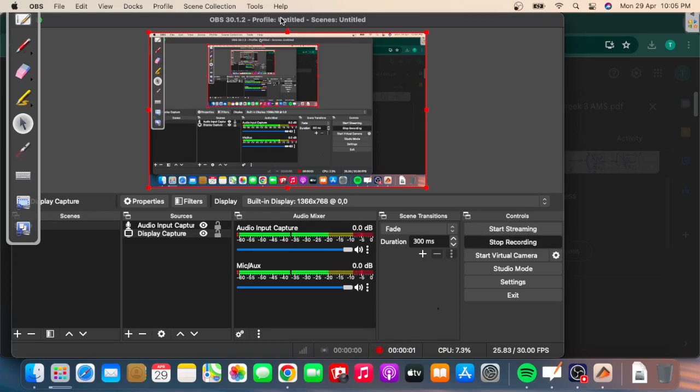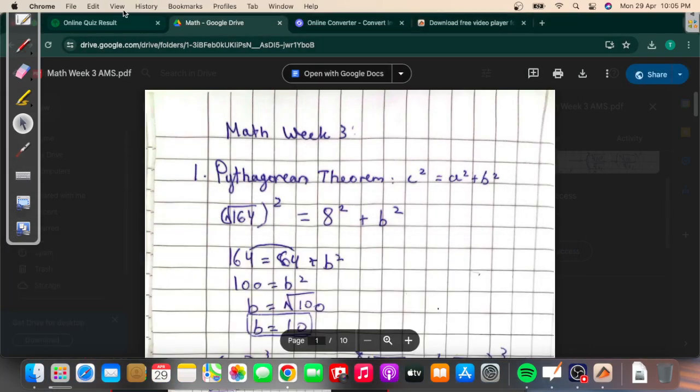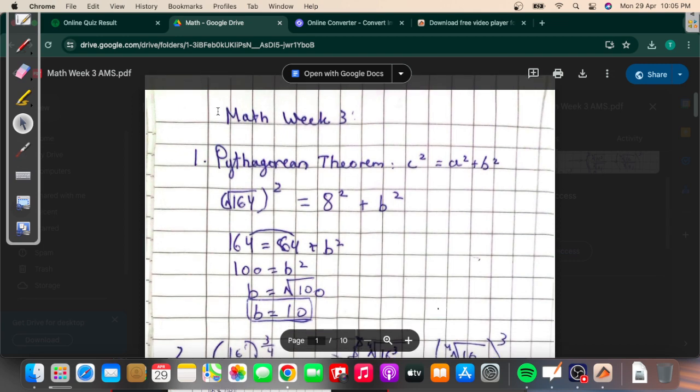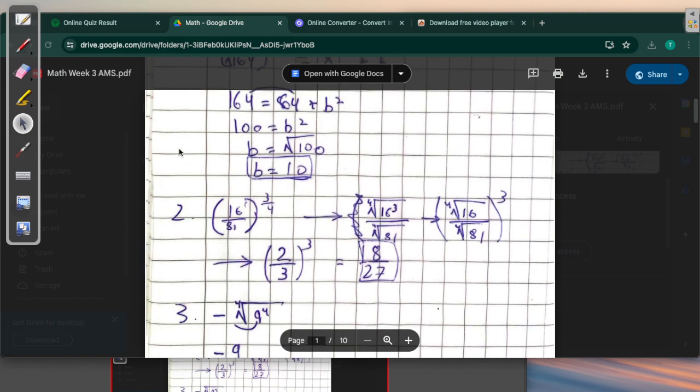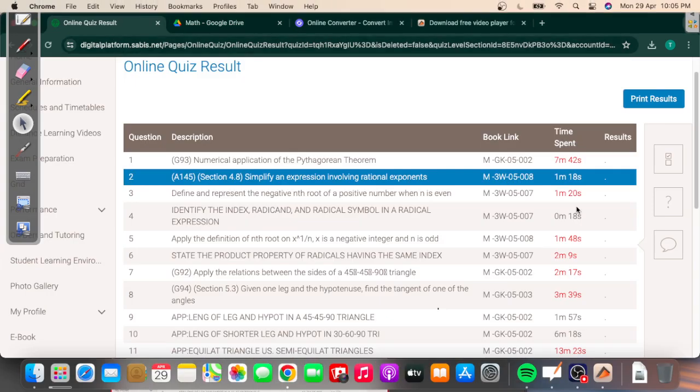Hi guys, so today I'll be doing the week 3 AMS for math. I will be skipping Pythagorean theorem questions, and if you just don't understand them you can drop in a comment and I will explain for specific questions.